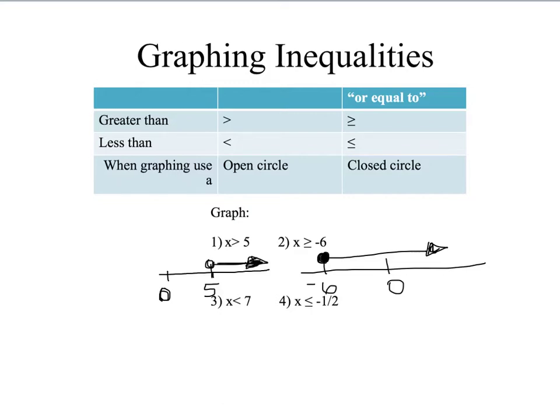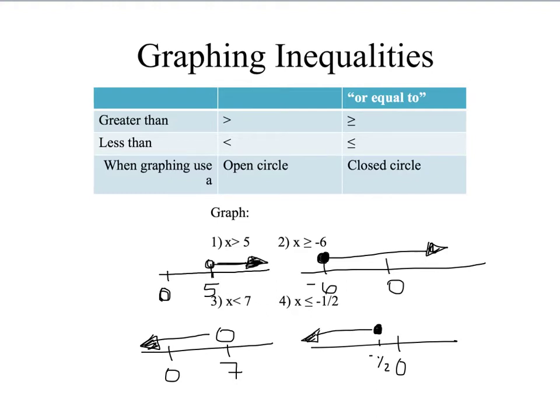For our third graph, we have x is less than 7. So because it's a less than without the or equal to, it's an open circle, and x is less than 7 are to the left. Number 4, x is less than or equal to -1/2. Let's put that 0. -1/2 is to the left of 0. It's a less than or equal to. So numbers less than -1/2 are to the left.